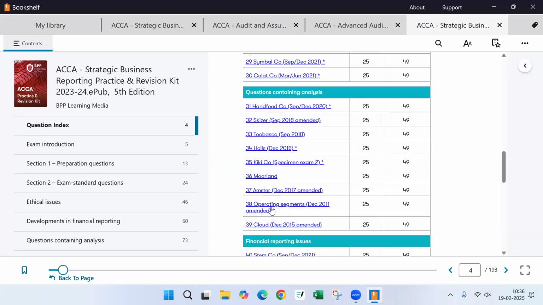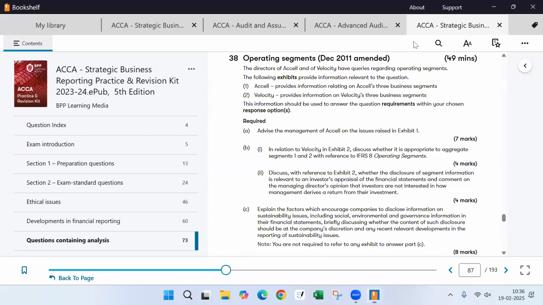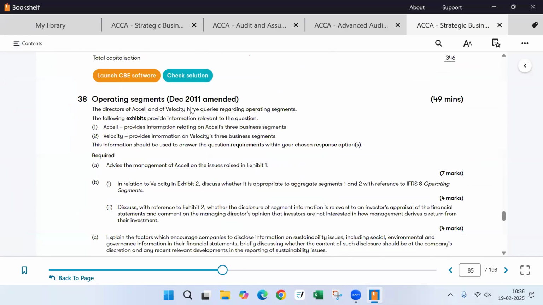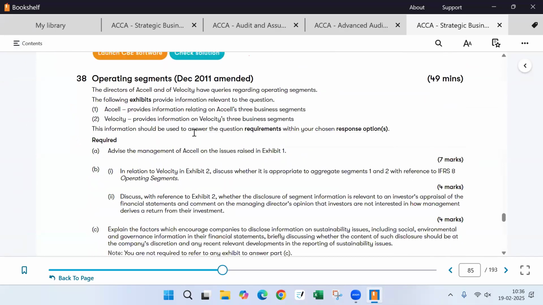Operating segments, December 2011. Okay. So define operating segments. The directors of Axle and Velocity have queries regarding the operating segments. The following exhibits provide information relevant for the understanding.